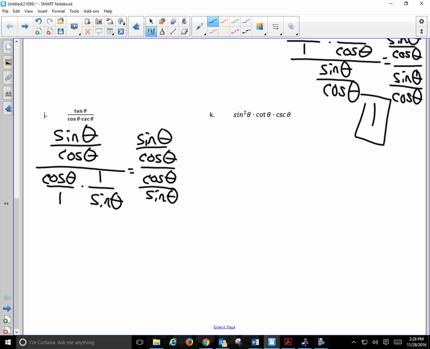If you multiply by the reciprocal, we get sine over cosine. And so sine times sine is sine squared. Cosine times cosine is cosine squared. What is sine squared over cosine squared? Tangent squared.